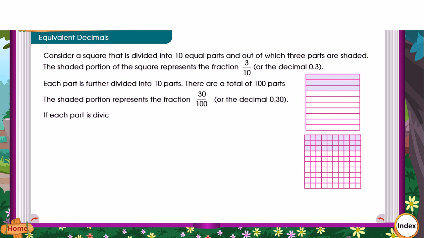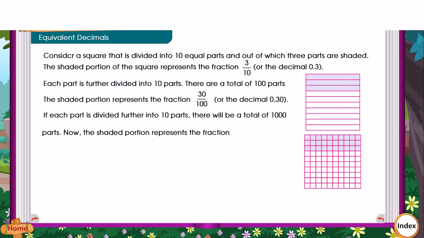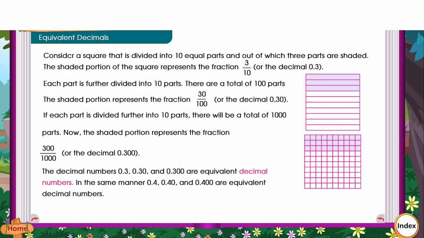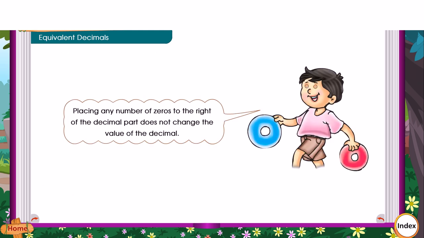If each part is divided further into 10 parts, there will be a total of 1000 parts. Now, the shaded portion represents the fraction 300 by 1000 or the decimal 0.300. The decimal numbers 0.3, 0.30 and 0.300 are equivalent decimal numbers. In the same manner, 0.4, 0.40 and 0.400 are equivalent decimal numbers. Placing any number of zeros to the right of the decimal part does not change the value of the decimal.